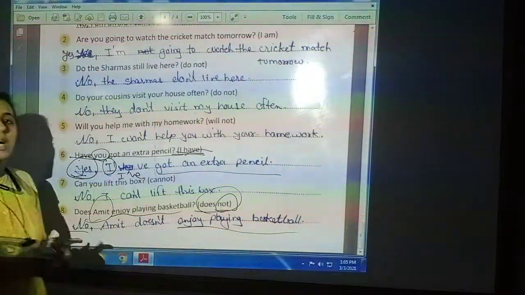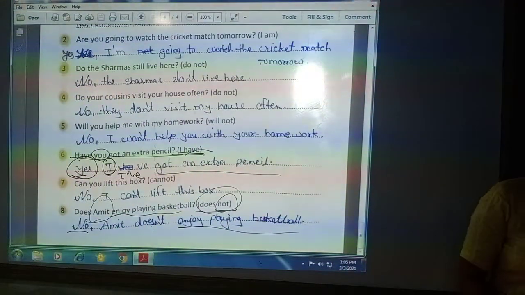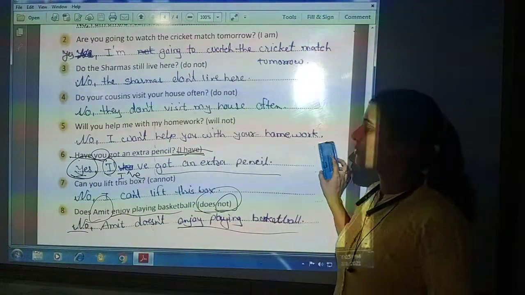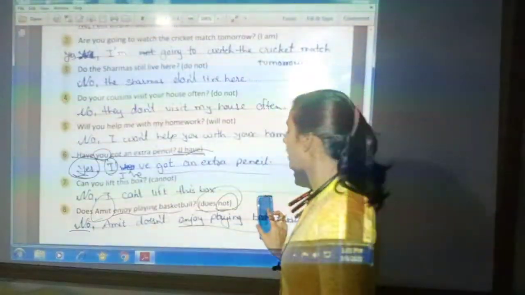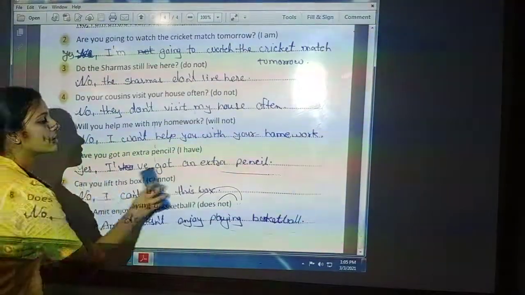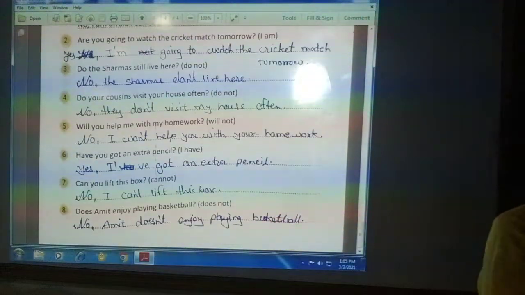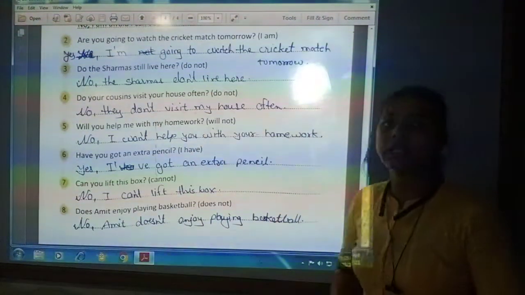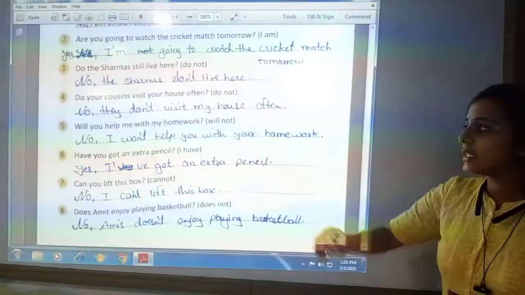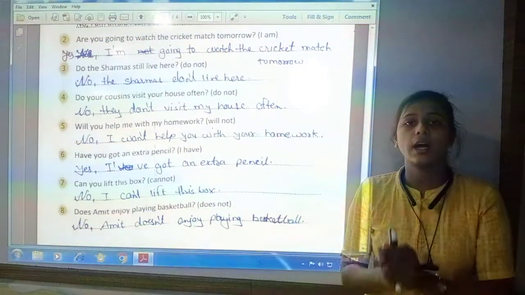Clear? So first, understand whether the answer is positive or negative. So accordingly, you have to write yes or no. Then you have to find the subject. According to the subject, you have to answer. And then write the helping verb, use the contraction, and then the rest of the sentence will be written as it is. Only you have to make a change in the subject and helping verb. The rest of the sentence will be written the same as given in the question. So here we have completed our exercise.